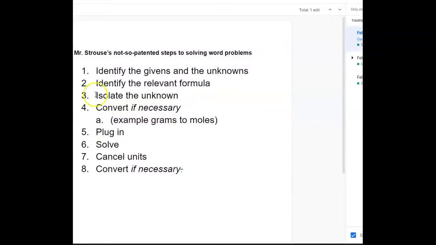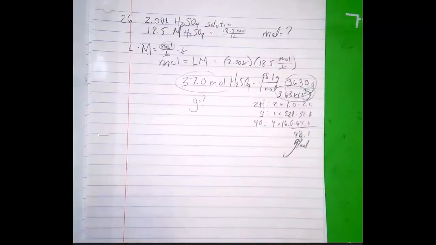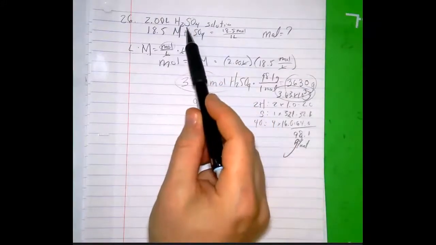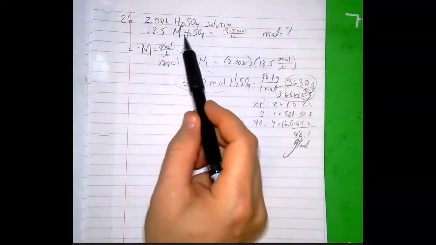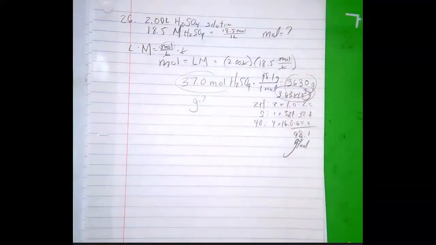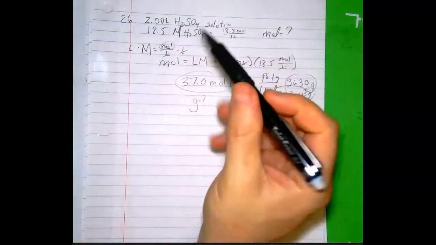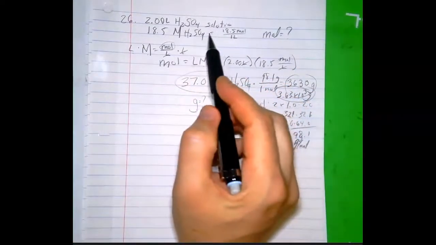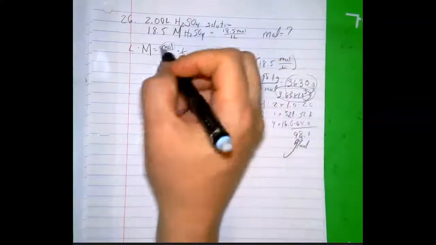When you're solving these problems, be sure to go through Mr. Strauss's not-so-patented steps to solving word problems. And here are the steps. First, we identify the givens and the unknowns. It gave us 2 liters of H2SO4. It said it was an 18.5 molar solution. Guys, this is just like the other one, except we're going to find grams at the end. So we need to know the formula. The formula is the only one we have so far, which is this.